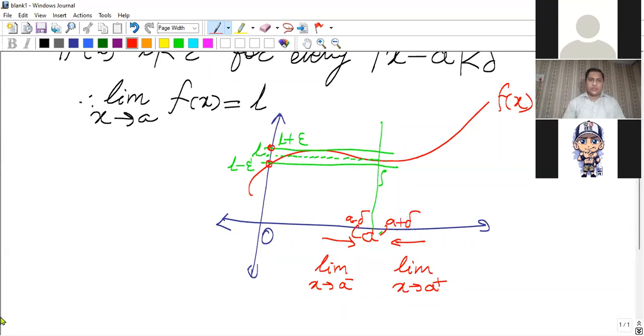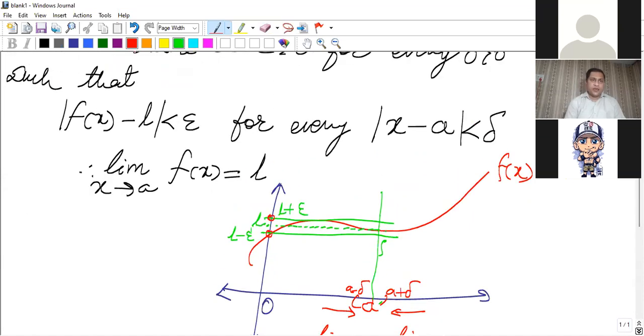So here we can see this modulus value. So f of x is near L. Epsilon is going to be very small whenever x is near A. So if x is near A, f of x is near L, and then we say that the limit exists and the limit is going to be L.